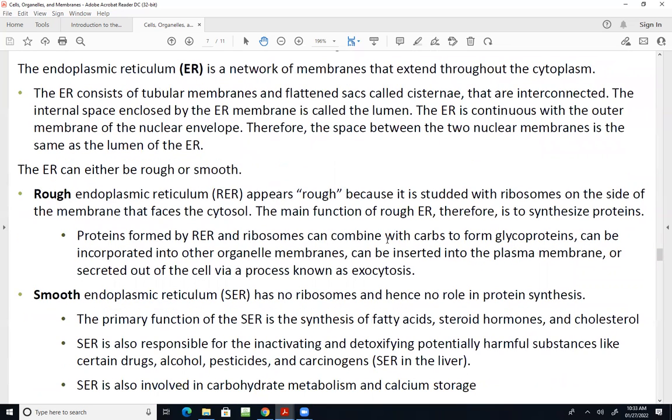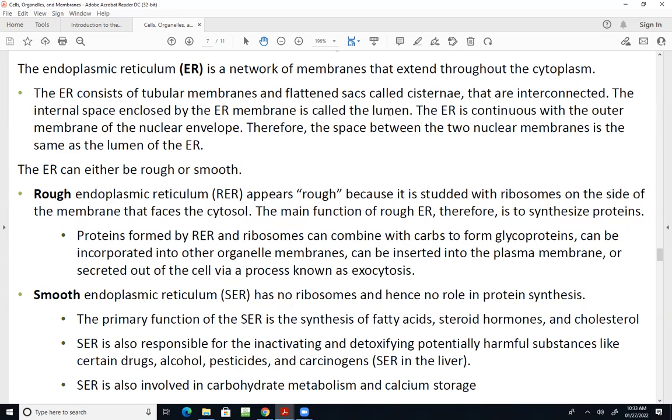All right, the endoplasmic reticulum, or ER for short, not emergency room, but endoplasmic reticulum, is a network of membranes extending throughout the cytoplasm. It consists of tubular membranes and flattened sacs called cisternae that are interconnected. There's an internal space enclosed by the membrane called the lumen. There's that word lumen that I introduced to you guys on Tuesday. Lumen, we said, was the hollow part of an organ. In this case, it's the hollow part of an organelle.